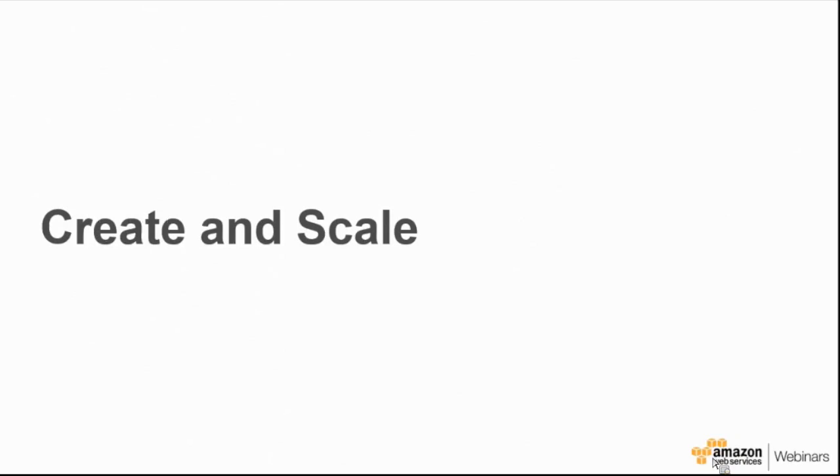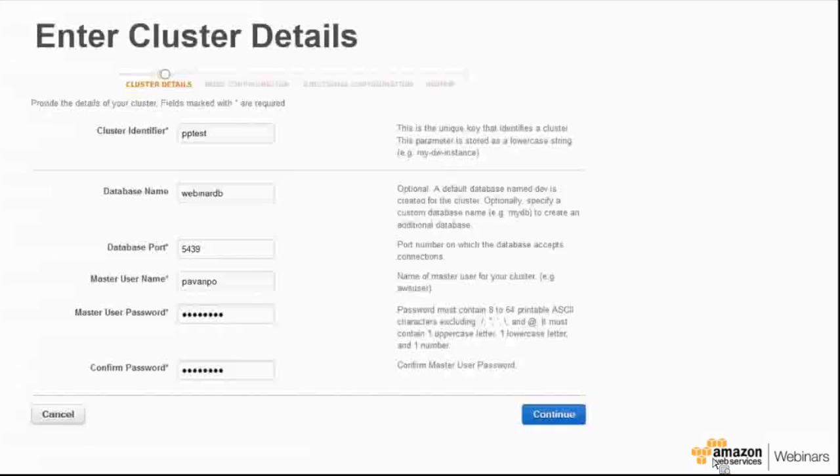So let's go through an example of creating and scaling a Redshift cluster. I've done this yesterday, so I'm going to walk through it, and then we can start loading data after we create the cluster. Getting started with Redshift is very easy. All you have to do is go to the management console, specify a cluster identifier, port number, and the master username and password for your schema.